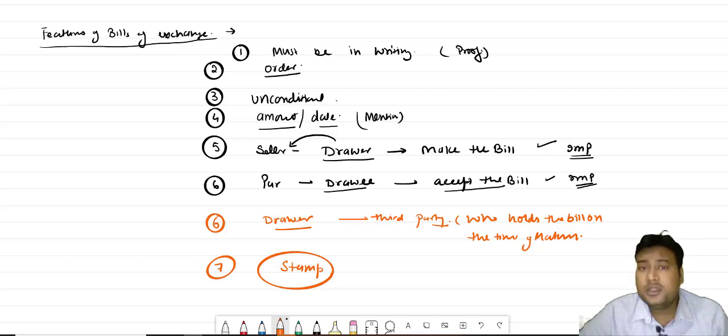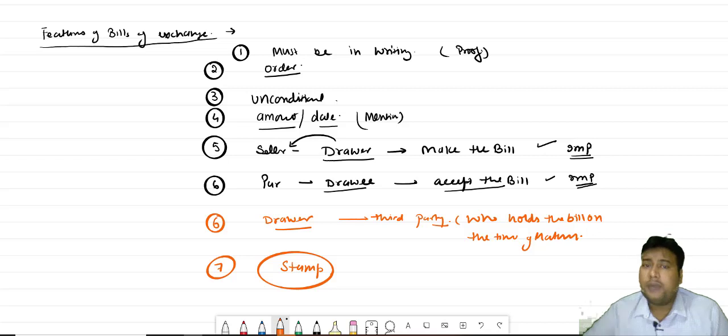I will repeat one more time for you. The bill of exchange should be in writing. It should not be oral, because only a written document will act as proof. Next thing is that a bill of exchange is not a request. It is an order. The order comes from the drawer, the seller, to the drawee, the purchaser. It is an unconditional document. There are no specific conditions.